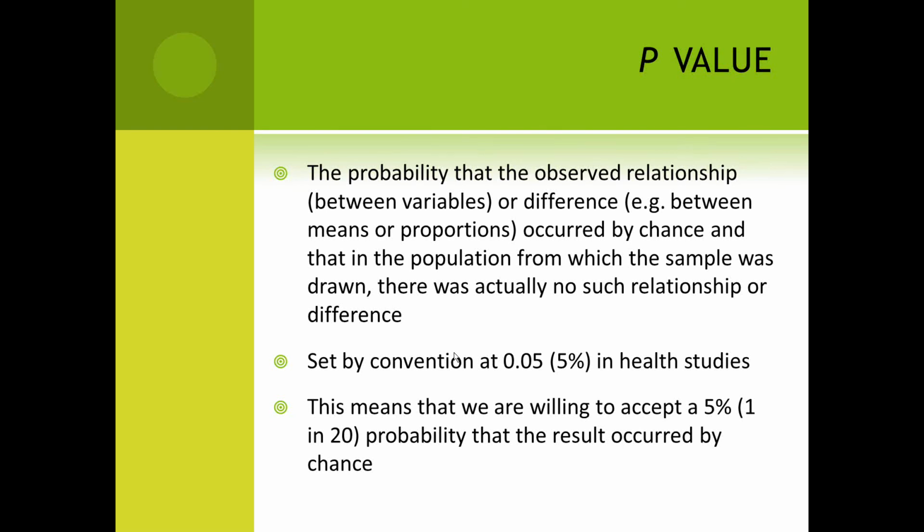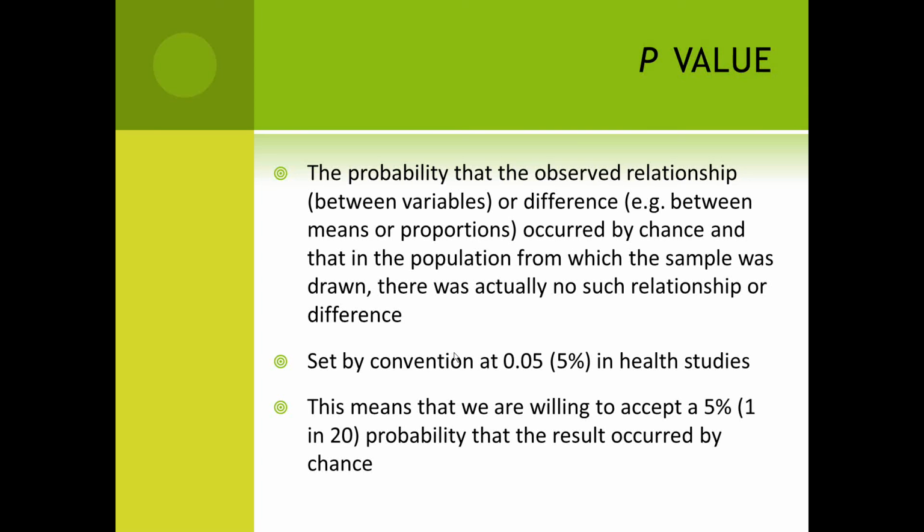So formally, it's the probability that the observed relationship between the variables, or the difference, occurred by chance, and that in the population from which the sample was drawn, there was actually no such relationship or difference. So if in our research comparing in a sample, comparing whether drug X has any impact on pain, we want to know if our research showed that there was a difference, what's the probability that that difference occurred by chance and it wasn't actually due to the new drug that we were testing out.